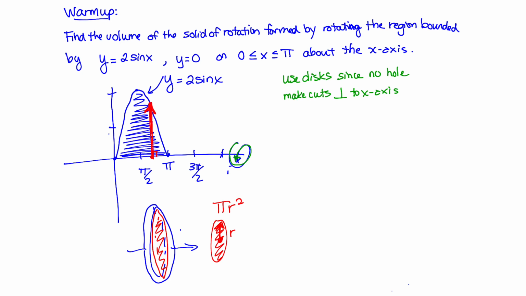And for the disc method, our cut is just our r value, right? It's just our circle because we can see it. Our circle comes around and makes a circle. So that's an r value. It rotates around and makes a circle.